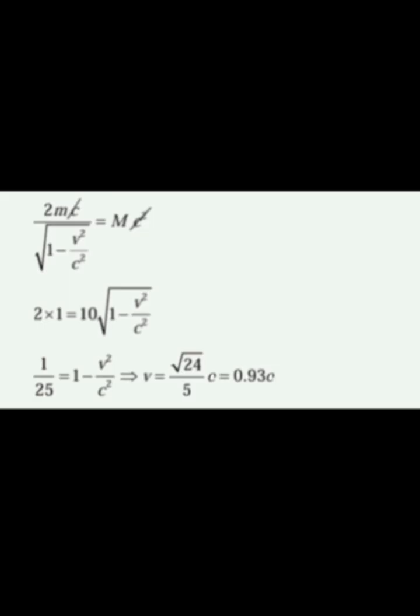which is equal to Mc square, that is 2 into 1 is equal to 10 into square root of 1 minus v square by c square. That is 1 by 25 is equal to 1 minus v square by c square. Solving this, we get v is equal to square root of 24 by 5 into c. This is equal to 0.93 c.